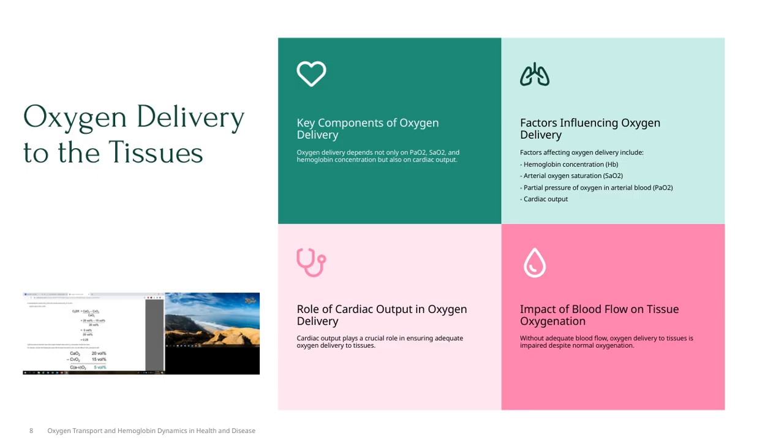So, what factors influence how well oxygen gets delivered? The main ones include hemoglobin concentration, since hemoglobin carries oxygen, arterial oxygen saturation, which indicates the percentage of hemoglobin saturated with oxygen, the partial pressure of oxygen in arterial blood, or PaO2, reflecting how much oxygen is dissolved in plasma, and, as we've emphasized, cardiac output. All these factors work together to meet the body's oxygen demands.